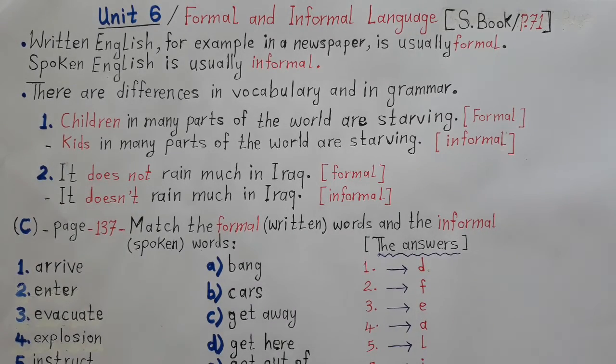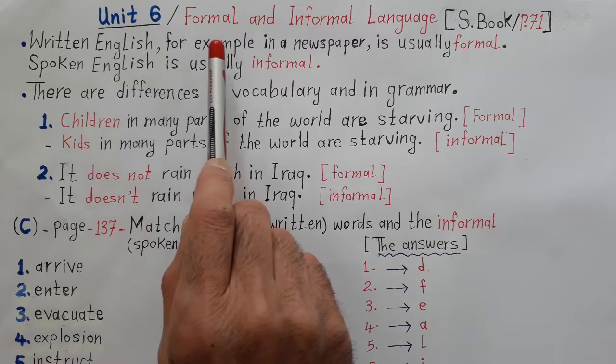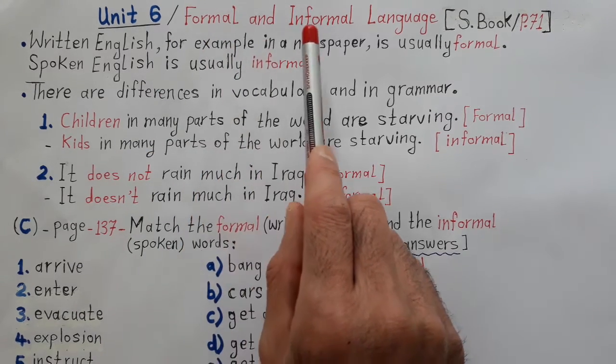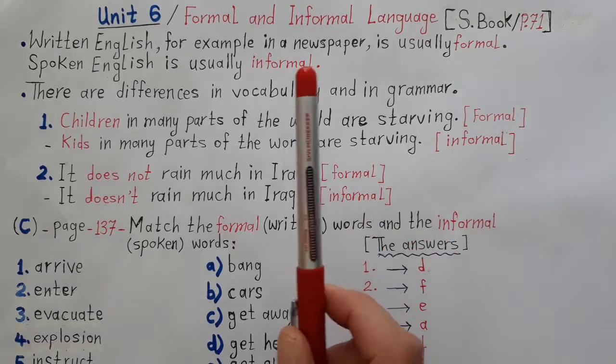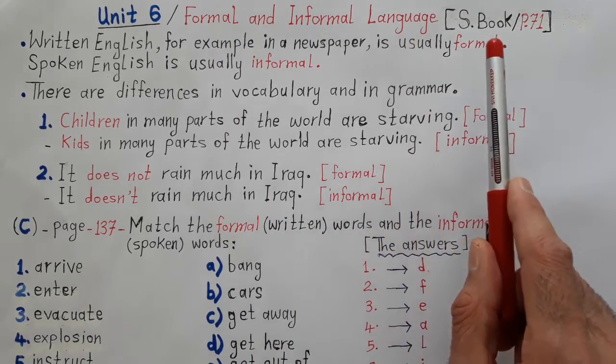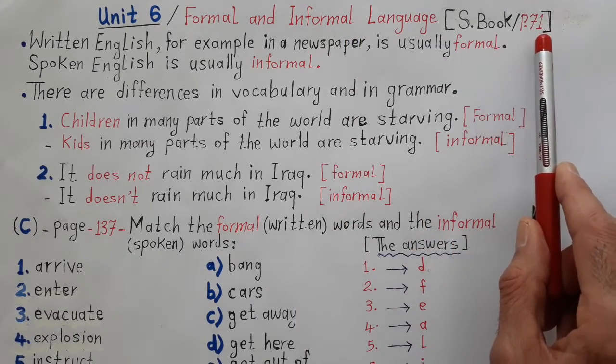درس في مادة اللغة الإنجليزية للصف الخامس الإعدادي. Today we have unit 6, الوحدة السادسة. The subject is, الموضوع هو formal and informal language. اللغة الرسمية واللغة غير الرسمية. This subject is from students' book on page 71.